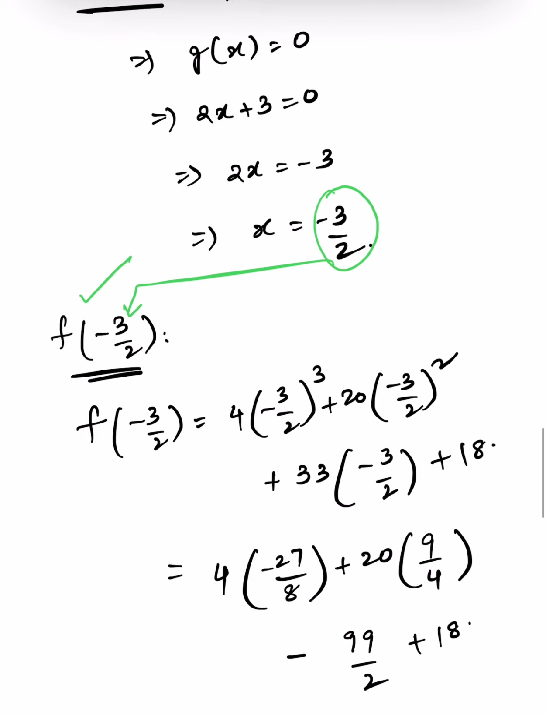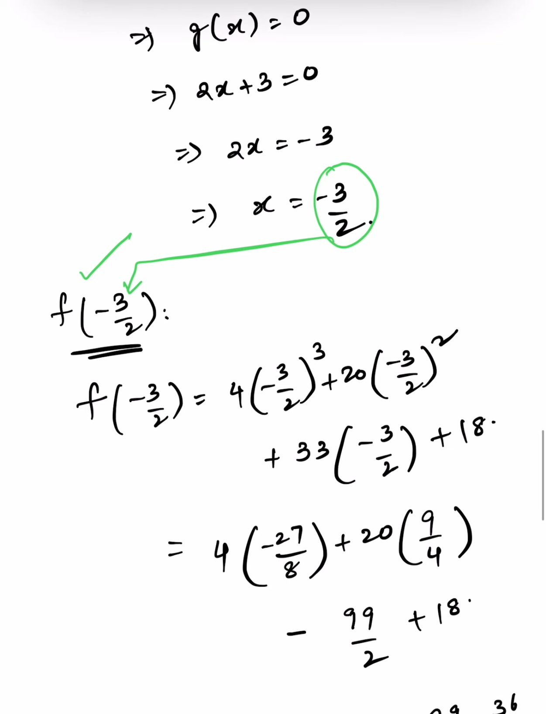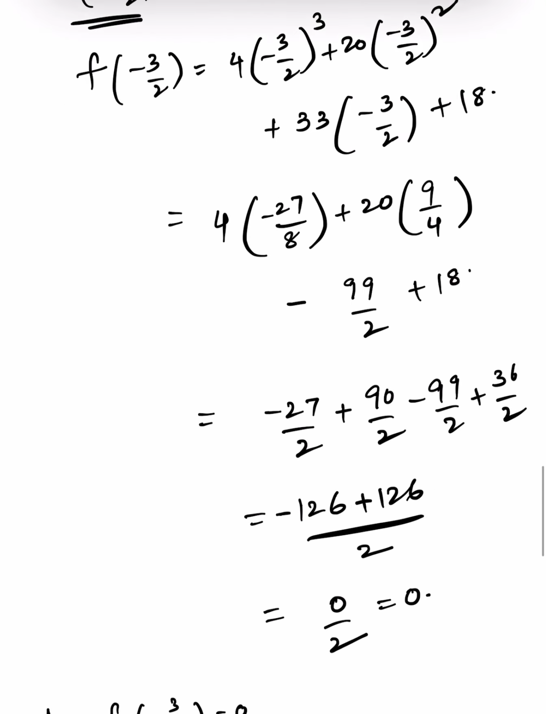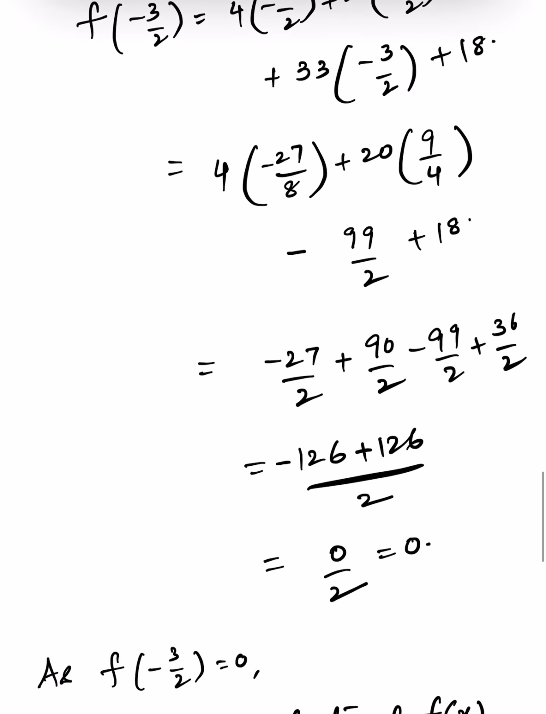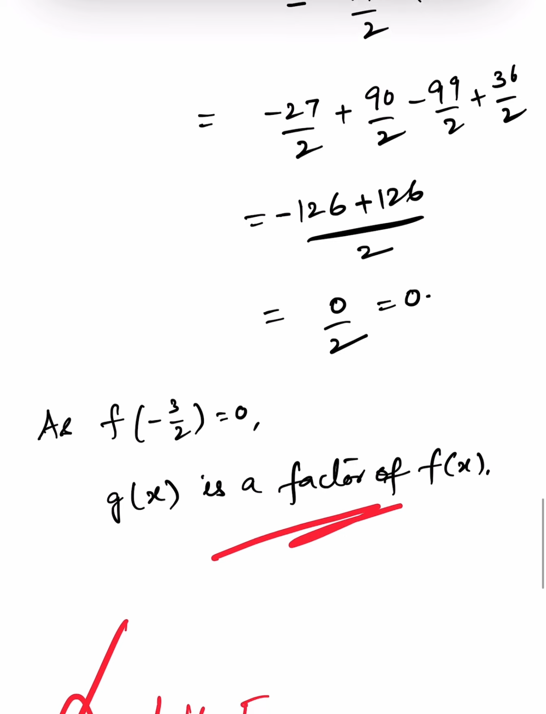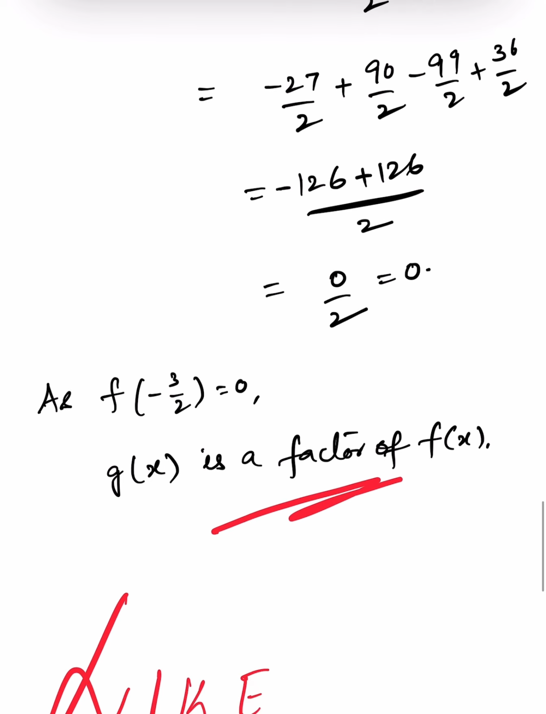So f of minus 3 by 2 equal to 4 into minus 3 by 2 whole cube plus 20 into minus 3 by 2 whole square plus 33 into minus 3 by 2 plus 18, which is equal to 0 after simplification. So as f of minus 3 by 2 is 0, g of x is a factor of f of x.